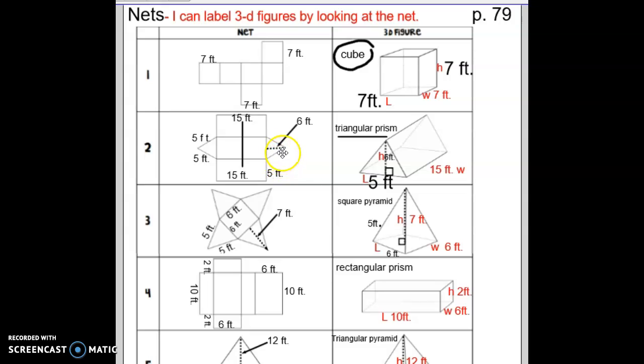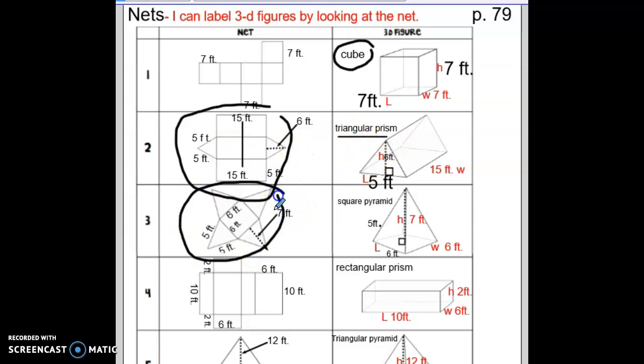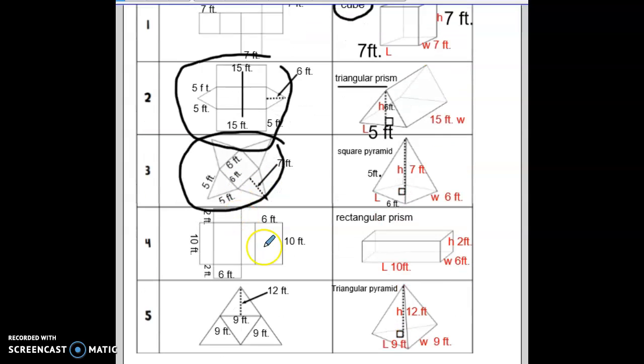Remember, prisms will have rectangular lateral, that means around the middle, faces. So if you go back and look at this net, there are rectangles on the lateral faces, and it has two triangular bases, so we call that a triangular prism. If you look at this net, you will notice that the lateral faces, the ones around the middle, are triangles. That indicates it's some type of pyramid. And then when you look at the base, it is a square, therefore it is a square pyramid.